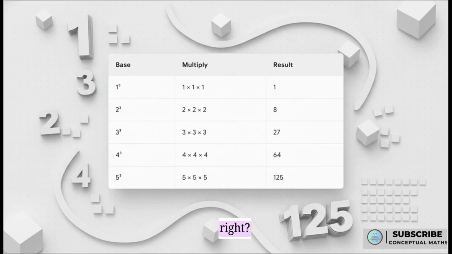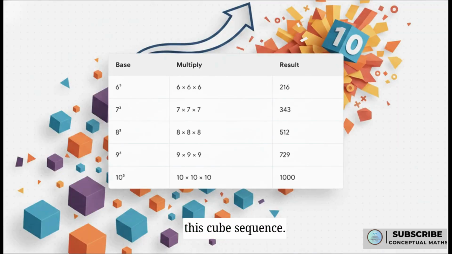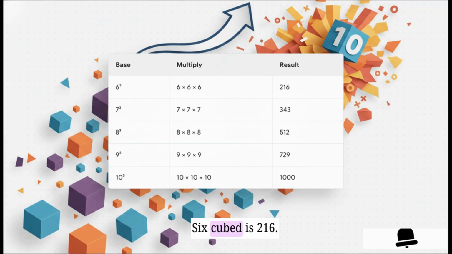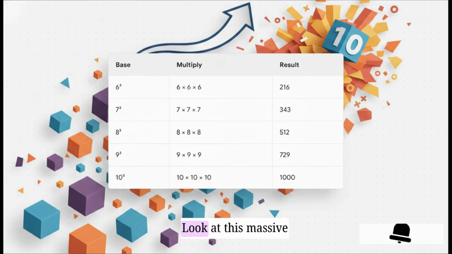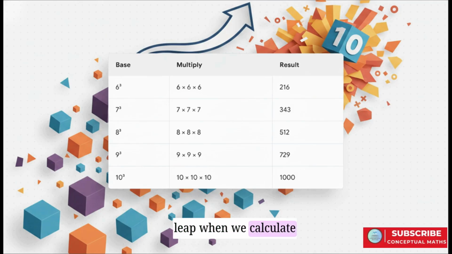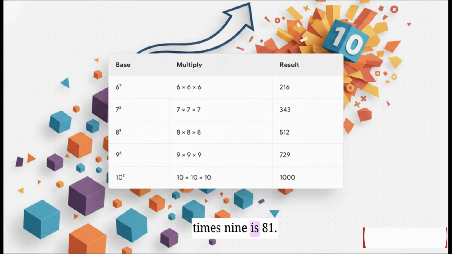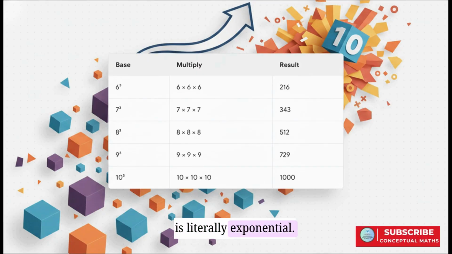Talk about a growth spurt, right? All right, let's finish out this cube sequence. 6 cubed is 216. 7 cubed is 343. 8 cubed is 512. Look at this massive leap when we calculate 9 cubed. 9 times 9 is 81, but then 81 times 9 gets us to 729. The growth here is literally exponential.